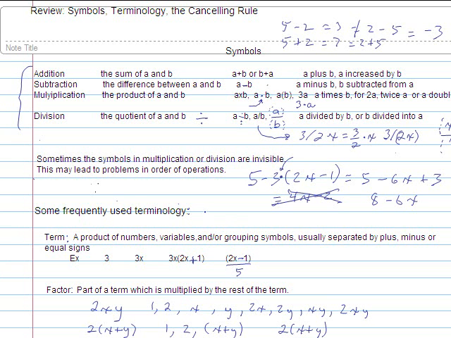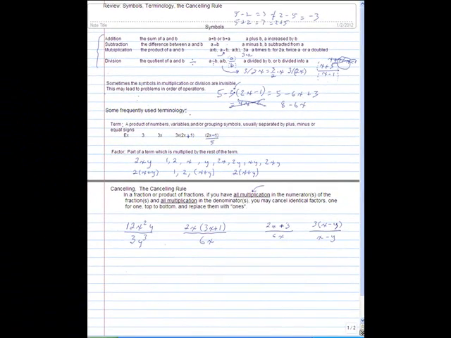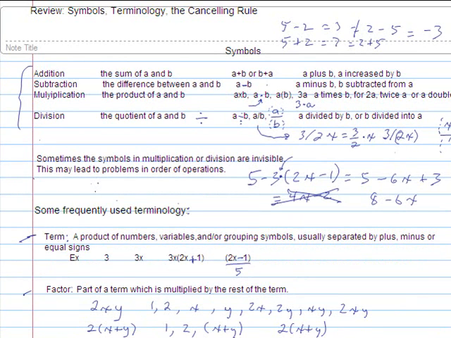Now, as far as frequently used words that we're going to use every single day in class this year, 2 of the most important are the word term and factor. A term is a product, a multiplication of numbers, variables, and or grouping symbols. So for instance, 3 is a term because it's a product of numbers, 3 times 1. 3x is a term because it's the product of a number and a variable. 3x times the bracket 2x plus 1 is a product of numbers 3, variables x, and grouping symbol the bracket. So that is a term.